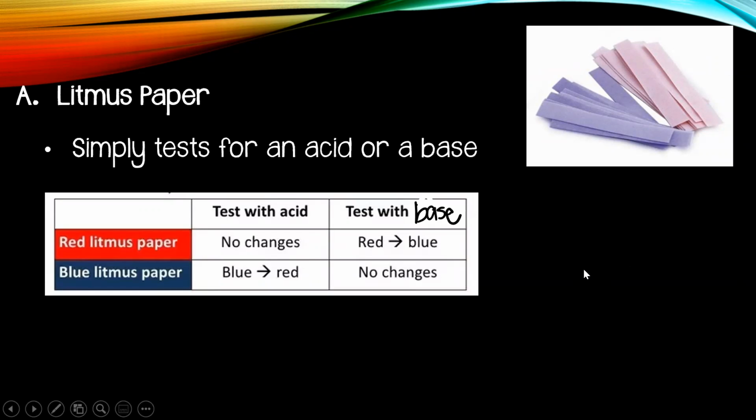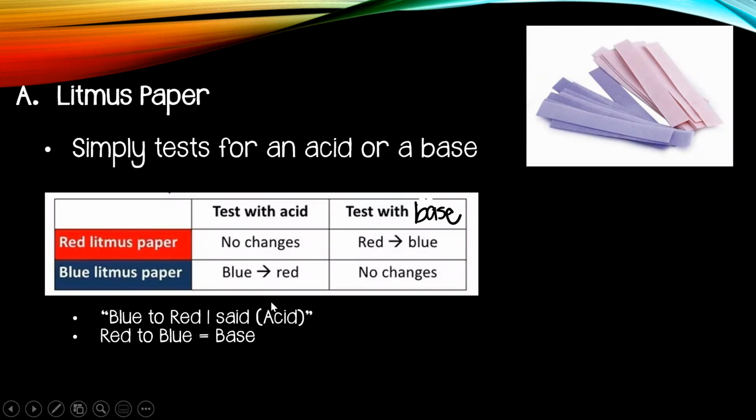So there's two options you have with litmus paper. You can use red litmus paper, or you can use blue litmus paper. It doesn't matter which one, they tell you the same thing. So if you dip red litmus paper into an acid, there is no change. It's still red, it's just wet. If you dip red litmus paper into a base, it goes from red and changes to the color blue. Vice versa, if you use blue litmus paper and you dip it into a base, no change occurs. If you dip blue litmus paper into an acid, it goes from blue to red.